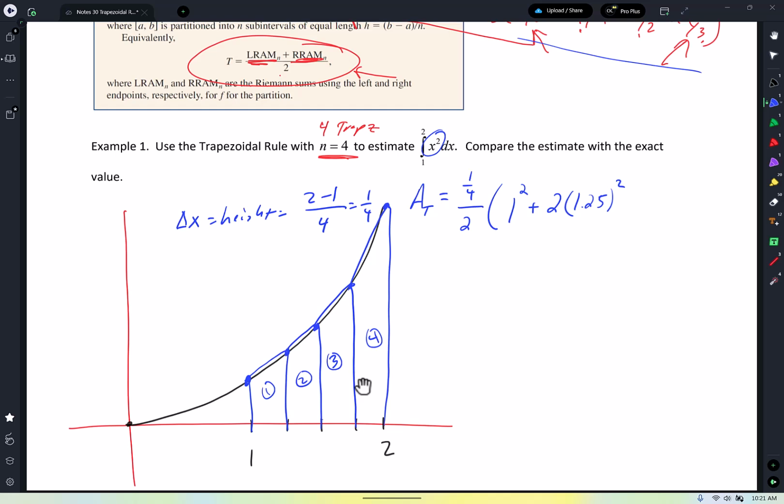Okay, just in case, remember that your delta x was 1/4. So I added 1/4 to 1. Plus 2 times 1.5 squared. Plus 2 times 1.75 squared. Is my last point going to have a 2 in the front? No. Just 2 squared.